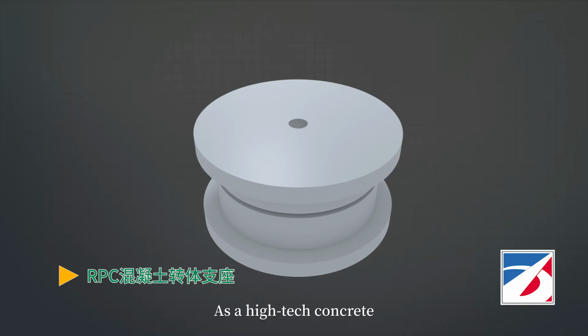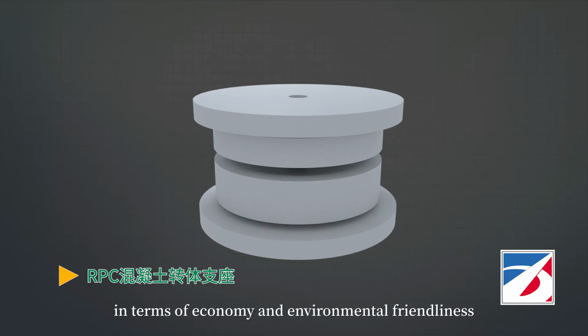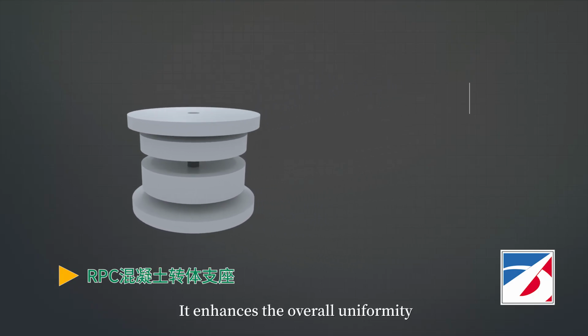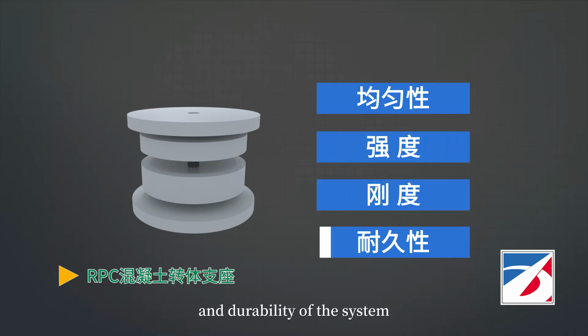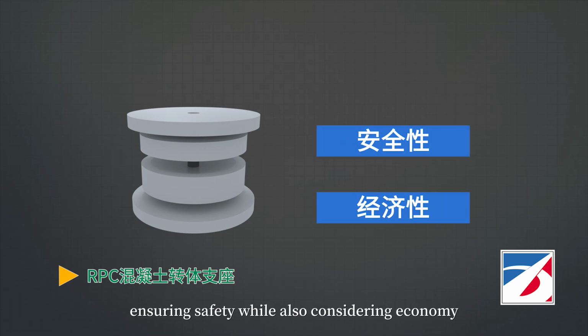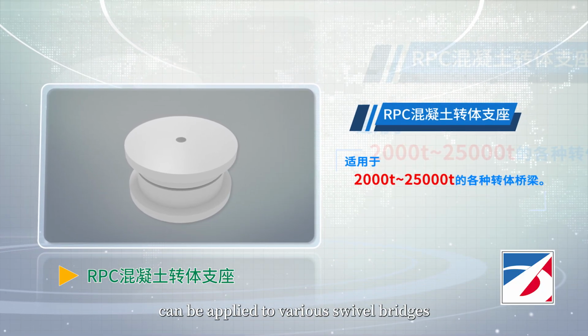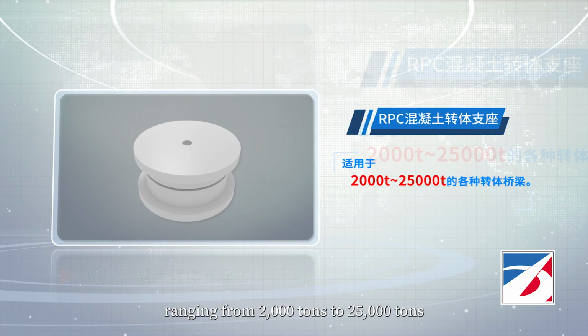As high-tech concrete, RPC material outperforms steel in terms of economy and environmental friendliness. It enhances the overall uniformity, strength, rigidity, and durability of the system. Therefore, it offers a high cost-performance ratio, ensuring safety while also considering economy. The RPC swivel device can be applied to various swivel bridges ranging from 2,000 tons to 25,000 tons.